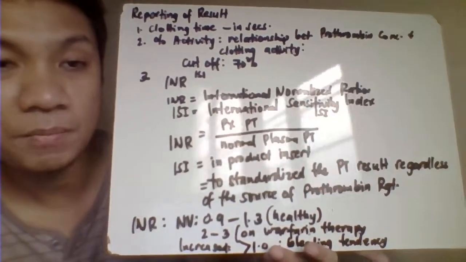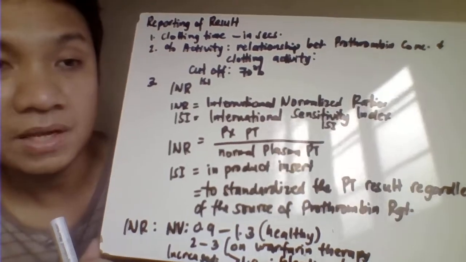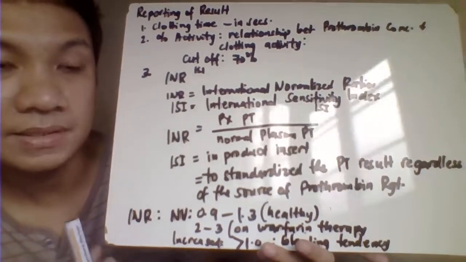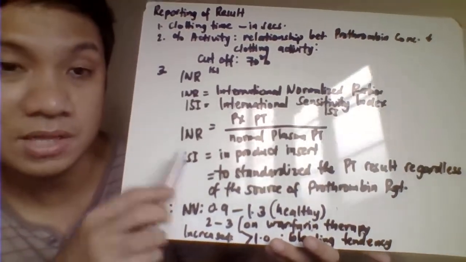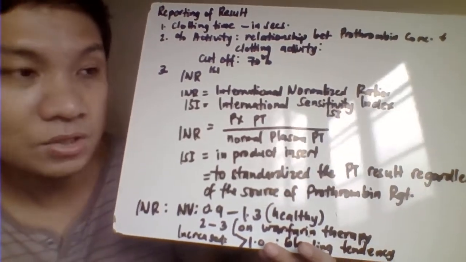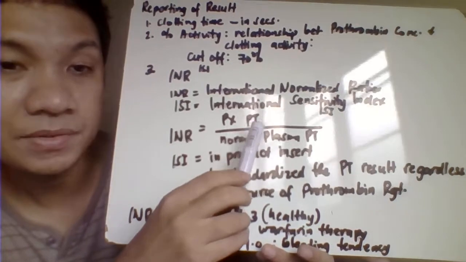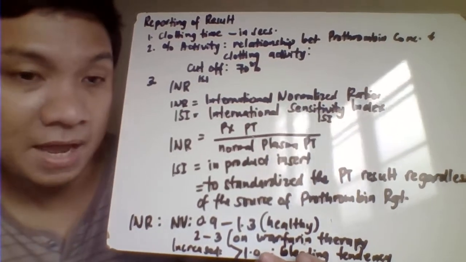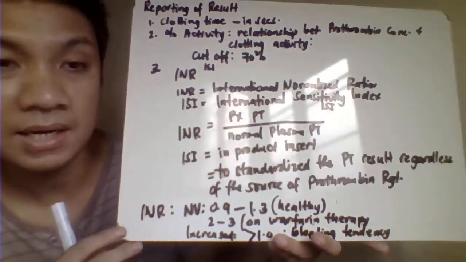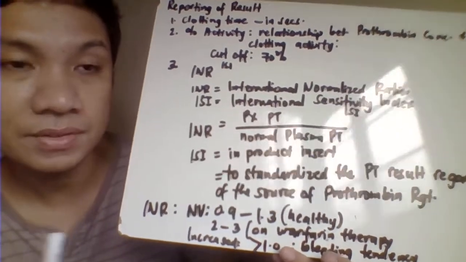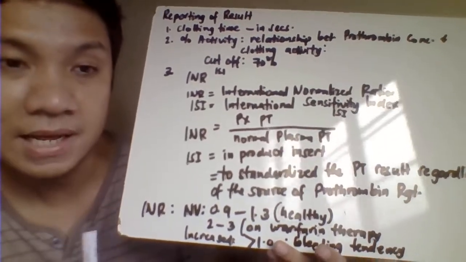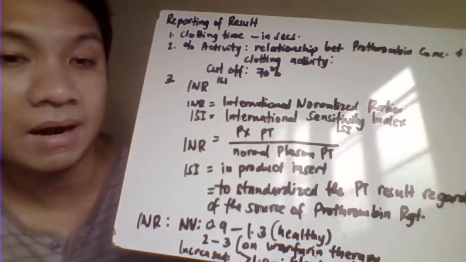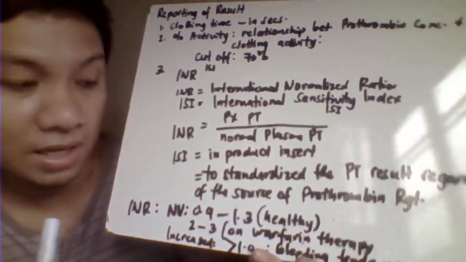Another way of reporting your prothrombin time is your INR, or in terms of the International Normalized Ratio, raised to your ISI, International Sensitivity Index, na makikita natin sa product insert ng reagent natin. INR is just the ratio ng patient's plasma prothrombin time result niya over the normal plasma na prothrombin time. Okay, so we are reporting that one in the INR in order for us then to standardize the result of your test regardless of the source of your prothrombin reagent. So kahit saan ka pupunta na lugar, basta naka-raise sa INR, it would have the same interpretation because of that.